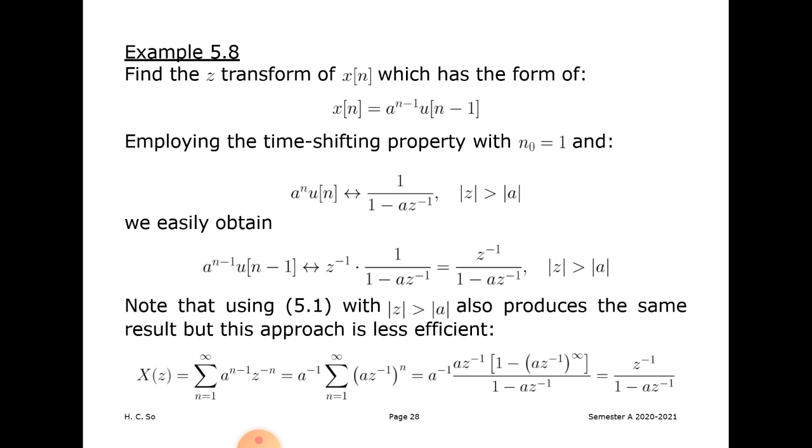Using the definition also produces the same result, but the approach is less efficient. That is, X(z) is the summation from n = 1 to infinity of a^(n-1) z^-n, which is a^-1 times the summation from n = 1 to infinity of (a z^-1)^n, which is a^-1 times a z^-1 minus (a z^-1)^infinity divided by 1 minus a z^-1. This equals z^-1 divided by 1 minus a z^-1.